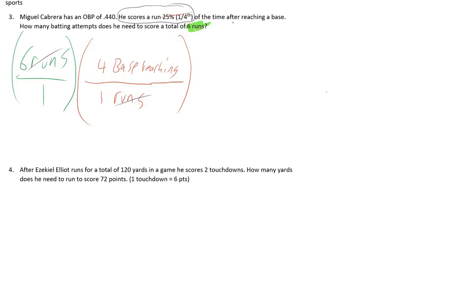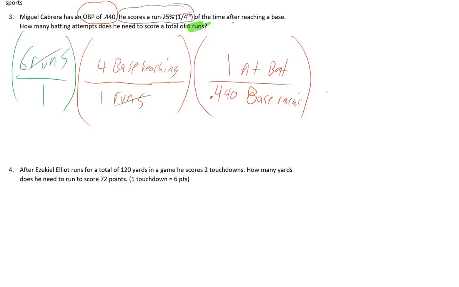All right. And so what we're ultimately trying to get to is how many batting attempts he has to do. Well, what we see is that he has an on-base percentage of 0.440. So what does that mean? What that means is our next unit we'll call base appearances or base reaching, right? I know that's what this is. So this is going to be how many times he gets on base. All right, and he gets on base 0.440 for every 1 at bat.